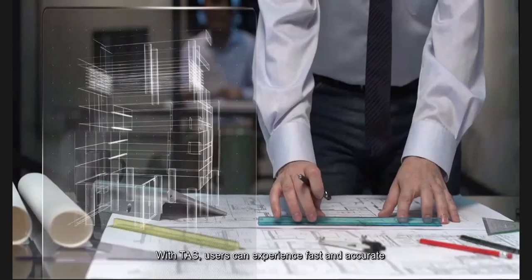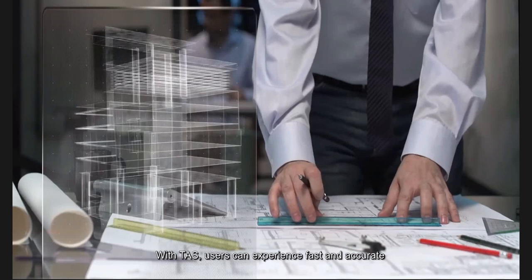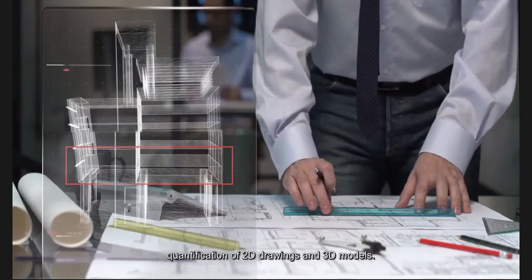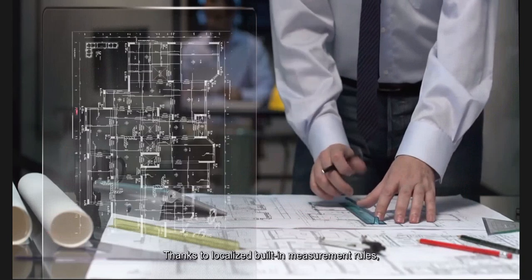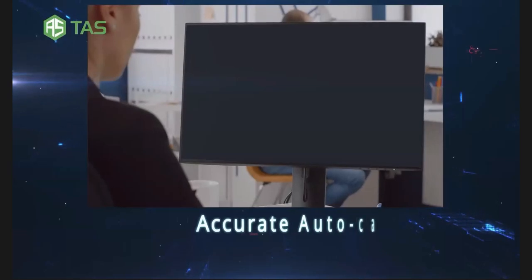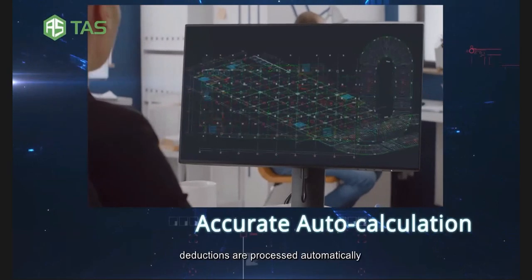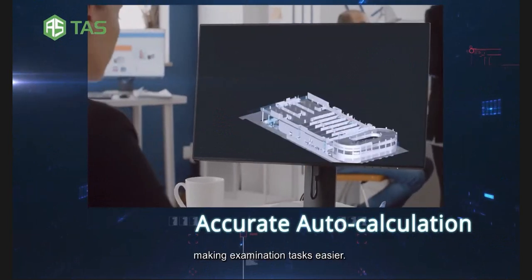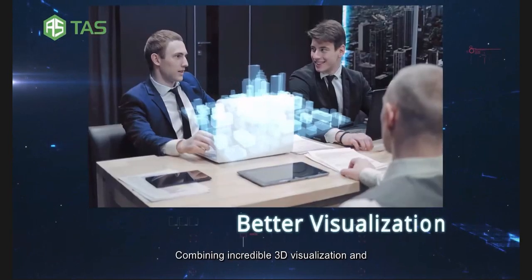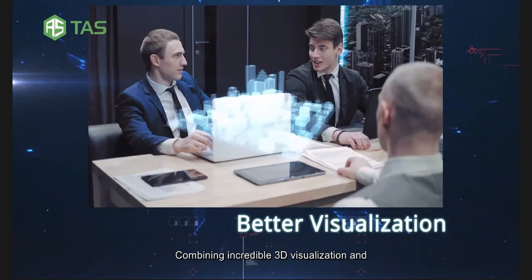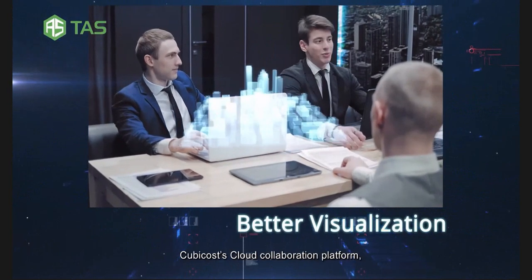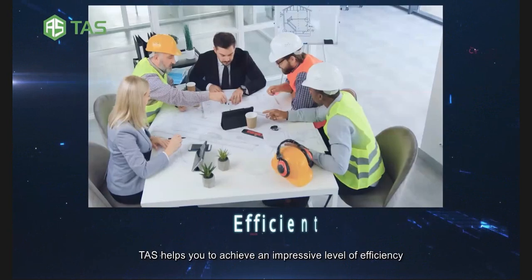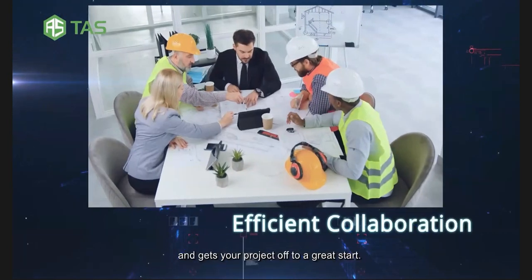Cubicos TAS 5D BIM Quantity Takeoff for architecture and structure. With TAS, users can experience fast and accurate quantification of 2D drawings and 3D models. Thanks to localized built-in measurement rules, deductions are processed automatically with visible and traceable calculation expressions in 3D, making examination tasks easier. Combining incredible 3D visualization and Cubicos cloud collaboration platform, TAS helps you to achieve an impressive level of efficiency and gets your project off to a great start.